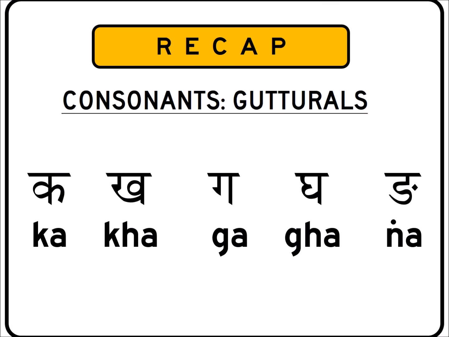Last lesson we learned the gutturals, or the letters that are produced by the throat. The letters are ka, kha, ga, gha, nga.